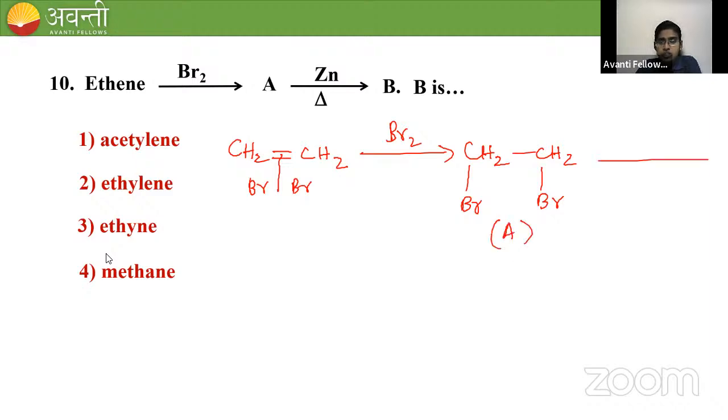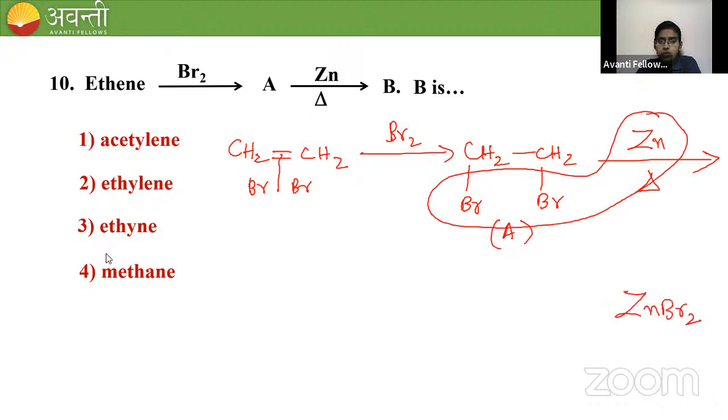And this compound is reacting with zinc, and on strong heating it is giving B. Usually the zinc will take these 2 bromines and go out as ZnBr2, and the double bond is formed between the carbons which carried those halogens. So we will get CH2 double bond CH2. This is the product and this is compound B. The name of this compound is ethene.